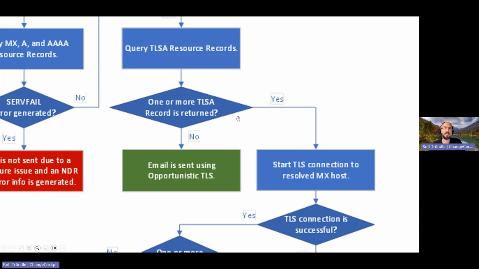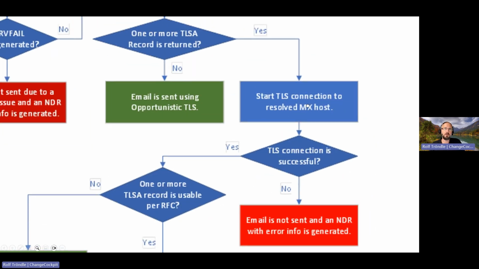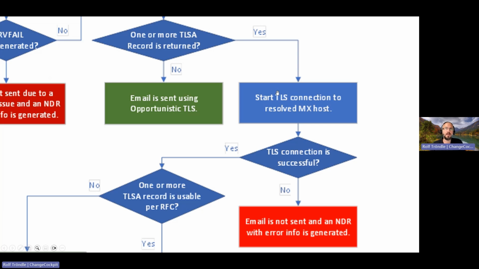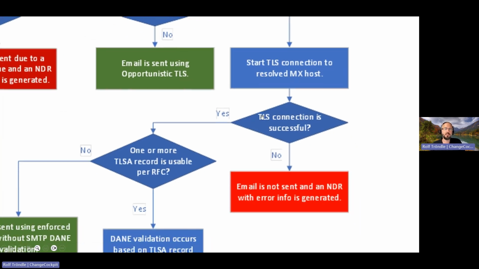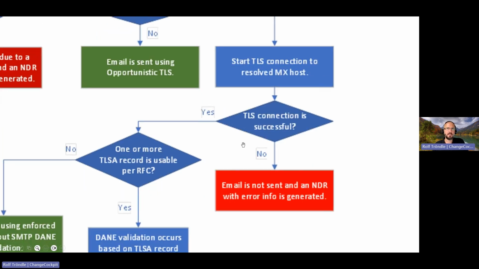If one or more TLSA records are returned, then we will start the TLS connection to the resolved MX host. We will select one of these TLSA records, and then is the TLS connection successful? No, then we will send an NDR because we now want to use a successful DANE connection. DANE is signaled by the TLSA record. So if something happens now, we will fail this sending mechanism. So we will send back an NDR to the sender. So if the TLS connection isn't successful, we will fail this email and send back an NDR.